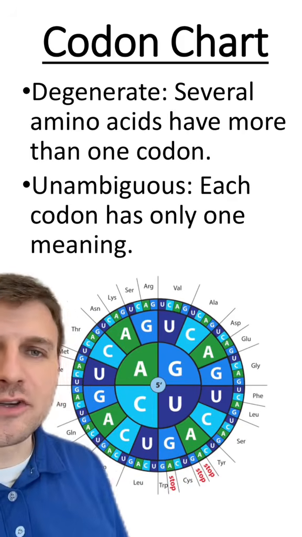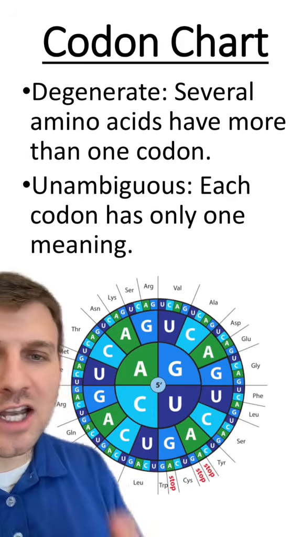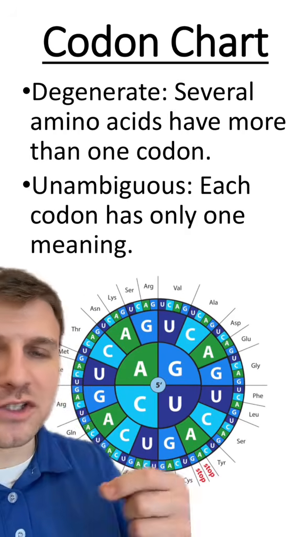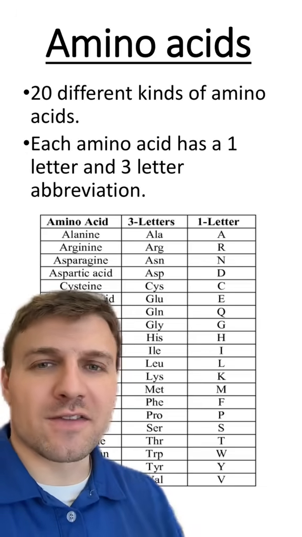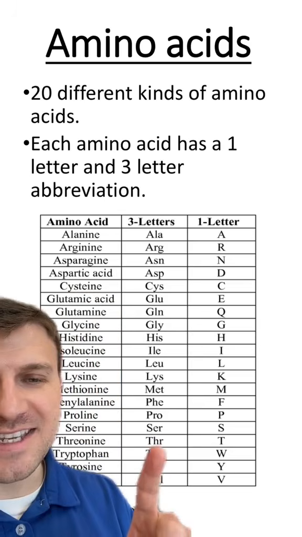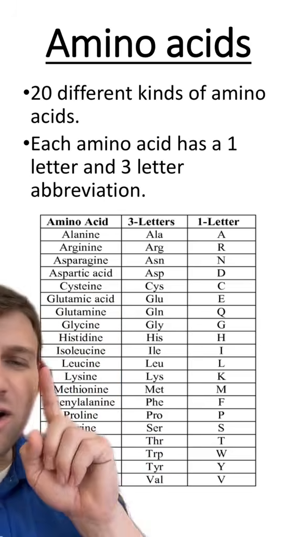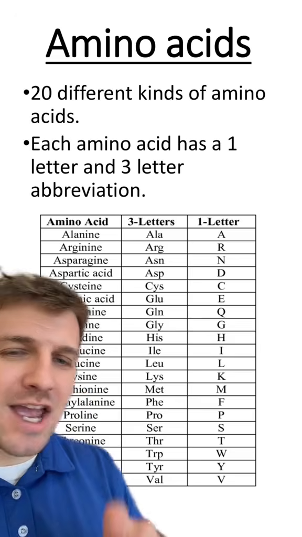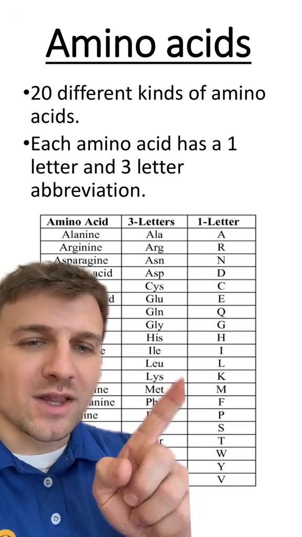I'm going to go over how to use one of these codon charts in a different TikTok, but I want to go over what these letters actually mean. These 3 letters are abbreviations for the 20 different types of amino acids. For example, you can see THR stands for threonine. There are 20 different amino acids, each having a 3-letter abbreviation and a 1-letter abbreviation.